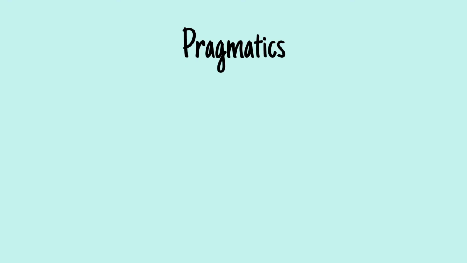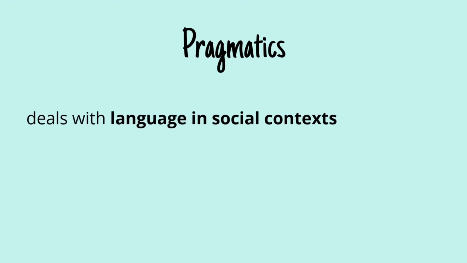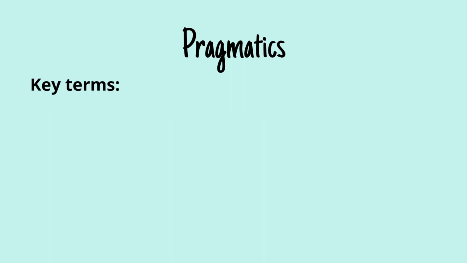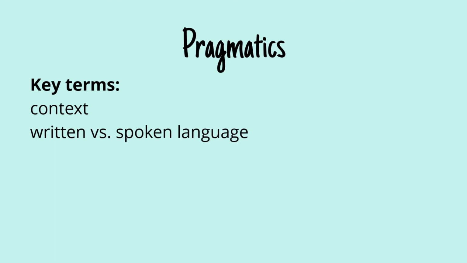Finally, the last level of language we'll look at is pragmatics. Pragmatics deals with language use in social contexts. That is, how we use language, especially spoken language, in the real world. Pragmatics will be most useful when analyzing spoken language features. Context, or the situation in which language is spoken, will be of primary importance in pragmatics. Pragmatics also looks at the differences between written and spoken language, and knowing about those differences is one of the most important things you will need to learn in your A-level studies.